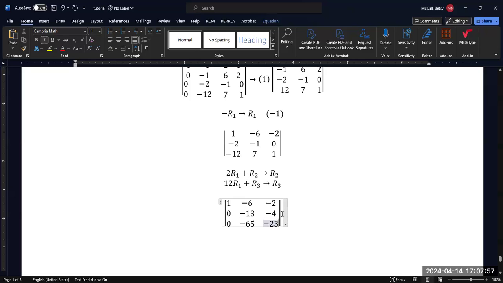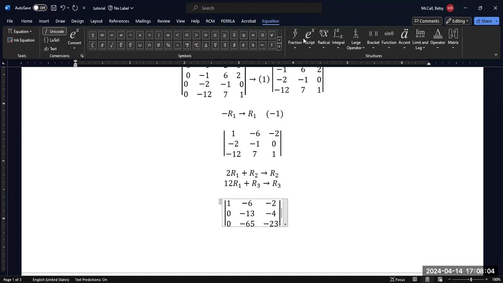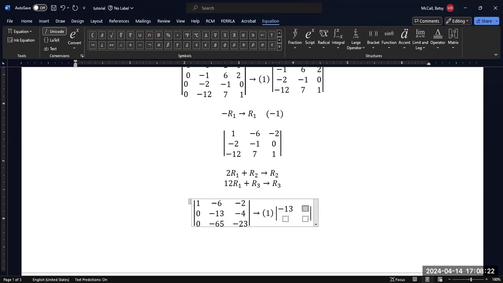And again, now I'm going to expand on this first column, on my 1. And now my 2 by 2 determinant is all I have left. Negative 13, negative 4, negative 65, negative 23.